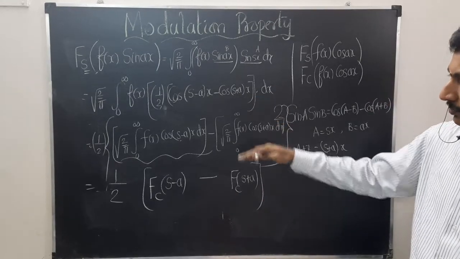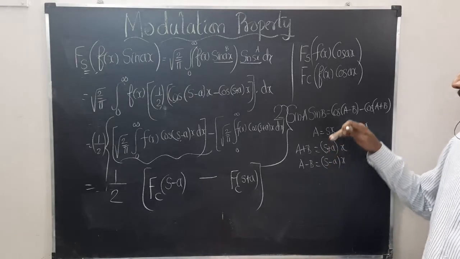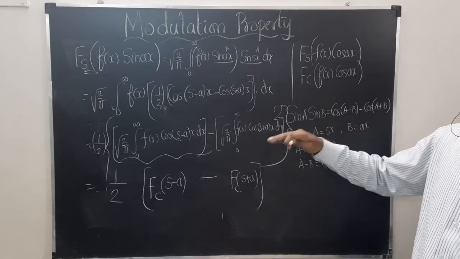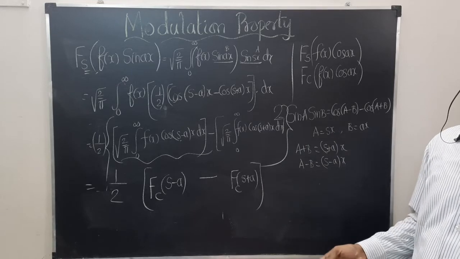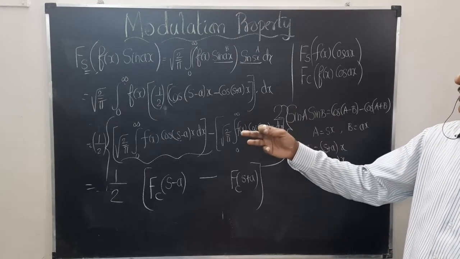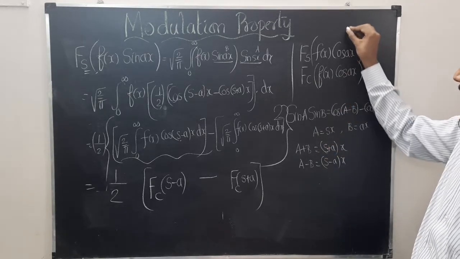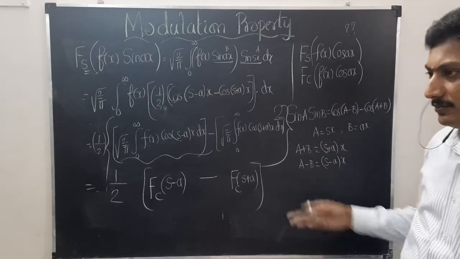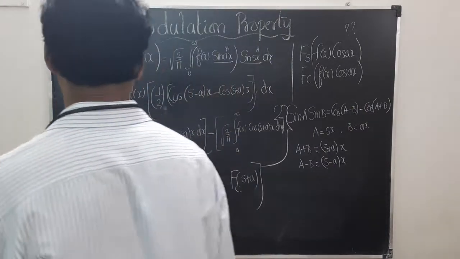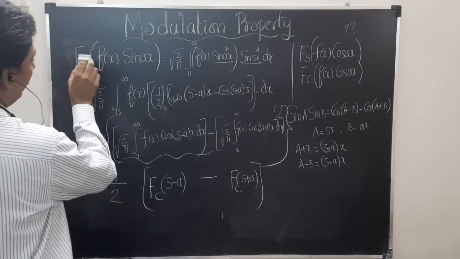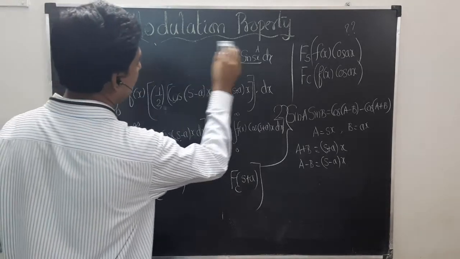So only 3 steps, but you should know this result and it will give the answer. In the same manner, we are going to find out the others also. For a sine transform of f of x into cos ax, you have to get the Fourier sine transform of f of x into cos ax. Let us see how to get the Fourier cosine transform, how to get the cosine transform of f of x into cos ax.